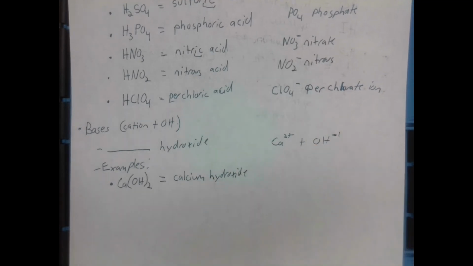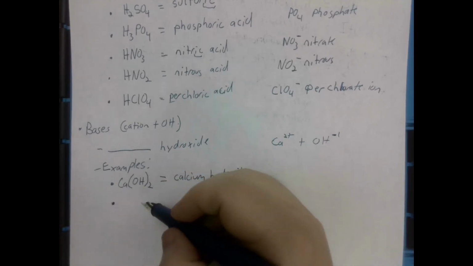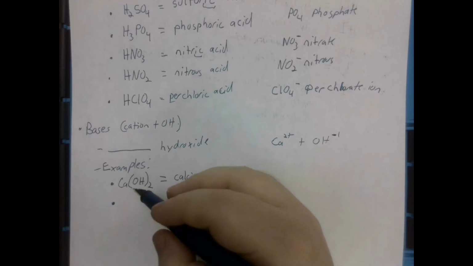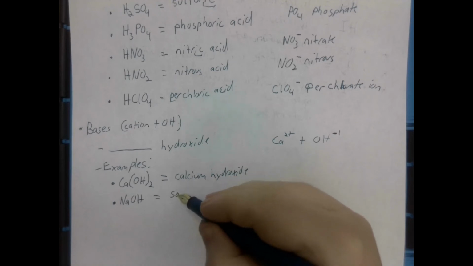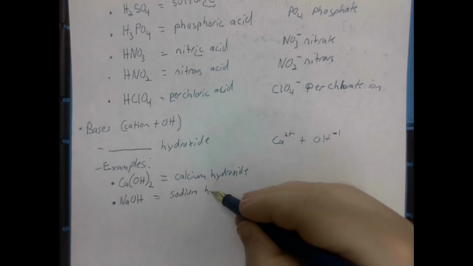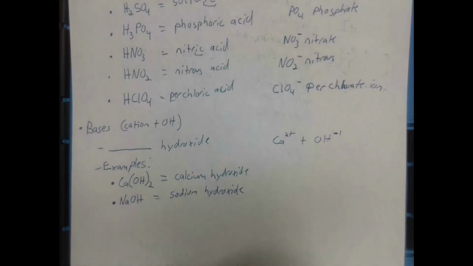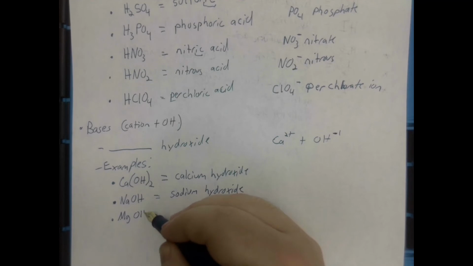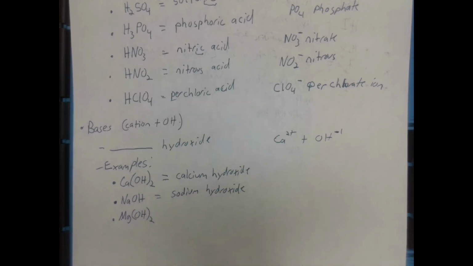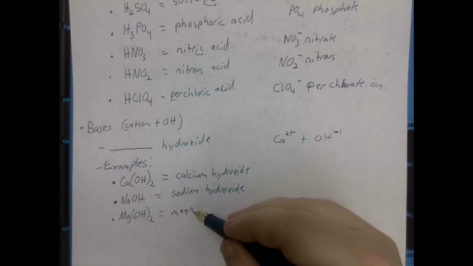So bases are very simple. So if we did NaOH, this would be sodium hydroxide. If we did magnesium and hydroxide, we need to double the hydroxide. This would be magnesium hydroxide.